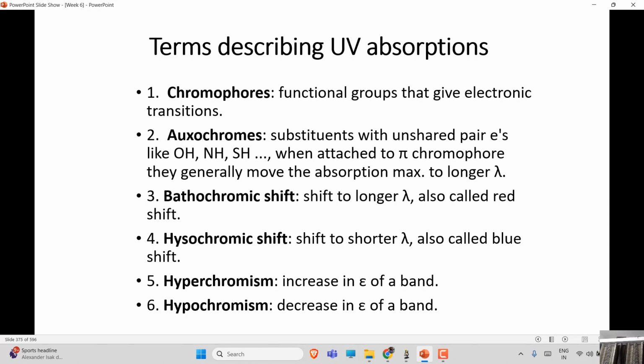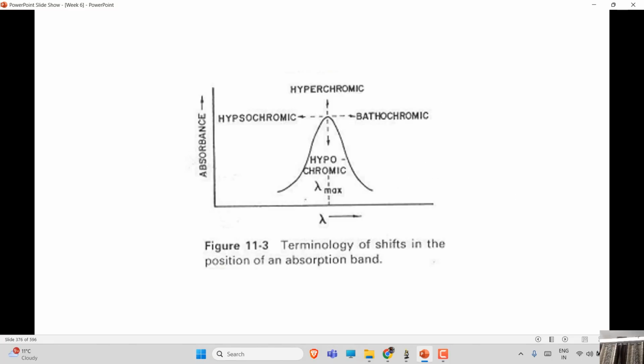Now what are the terms that we use while describing UV absorption? Chromophores are functional groups that give electronic transitions. Auxochromes are substituents with unshared pair of electrons like OH, NH, SH. When attached to a pi chromophore, they generally move the absorption maximum to a longer wavelength. Then we have the bathochromic shift to longer wavelength, also called red shift. We have the hypsochromic shift to shorter wavelength, called the blue shift. We have hyperchromism, an increase in epsilon of a band, and hypochromism, a decrease in the epsilon of a band.